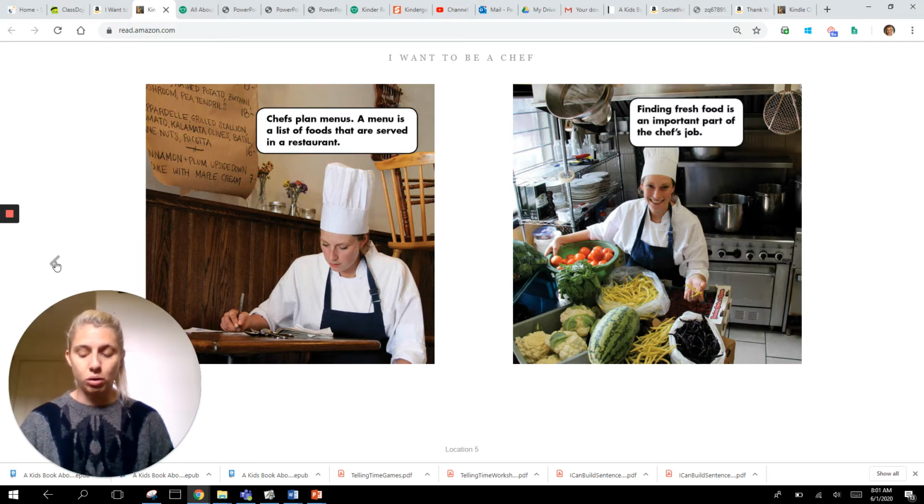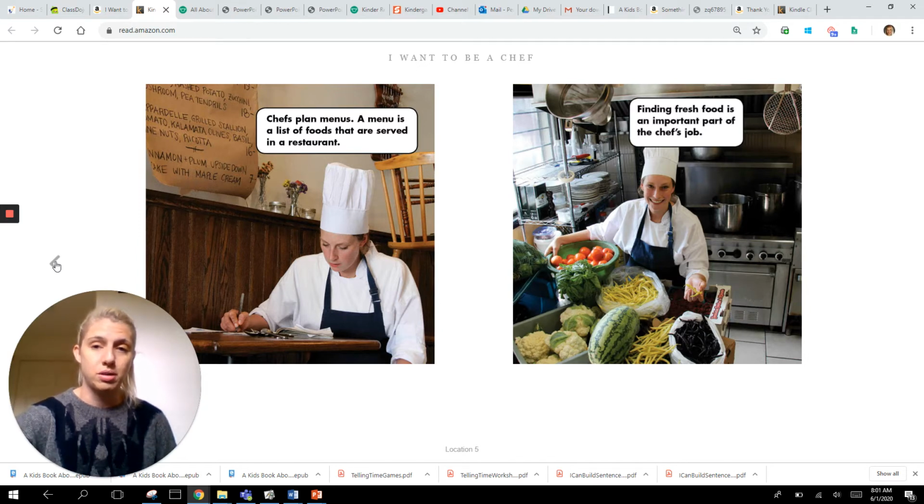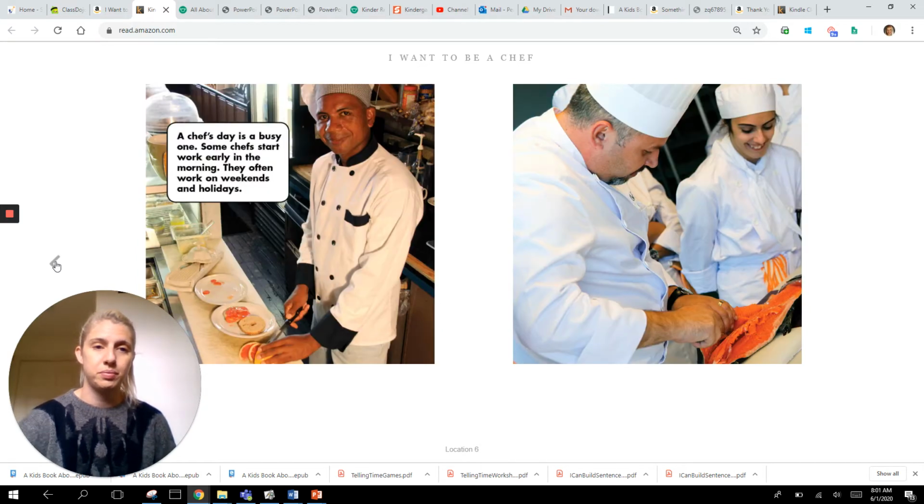Served means made or offered. And in charge means the boss. Finding fresh food is an important part of the chef's job. A chef's day is a pretty busy one. Some chefs start work early in the morning. They often work on weekends and holidays.